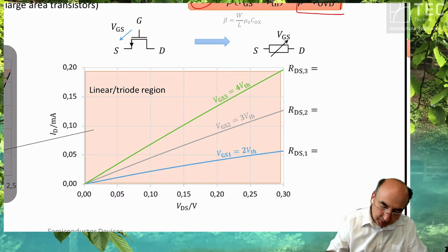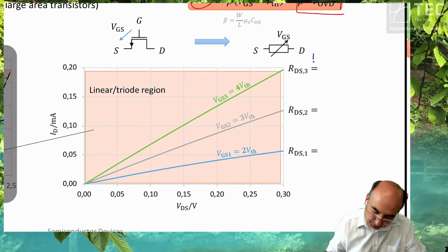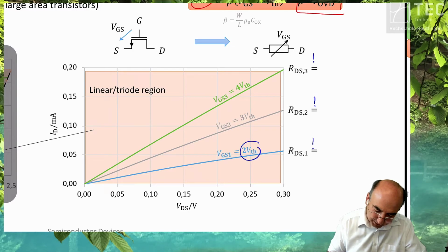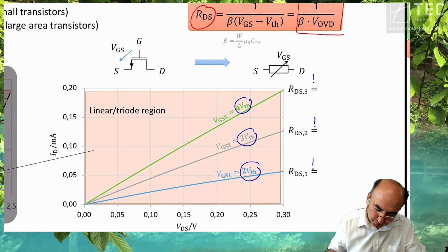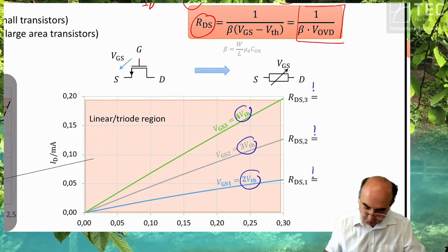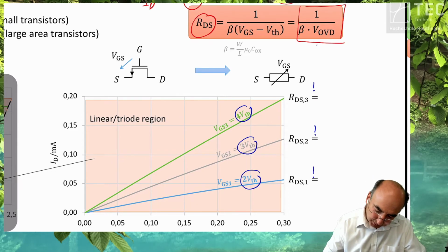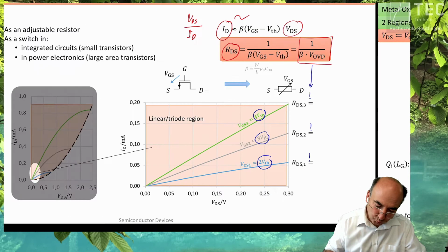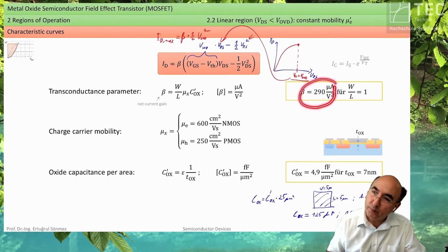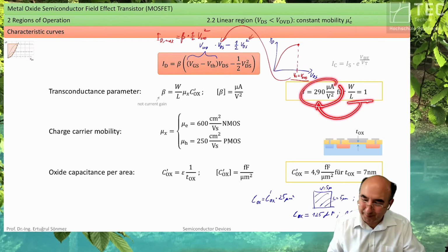And the task is now to just calculate these resistances with these bias voltages and give me the result, please. So for all these calculations, this equation is valid. And for beta, please take this value and this value. Oh, no, just this value, because this is inside beta. Sorry.